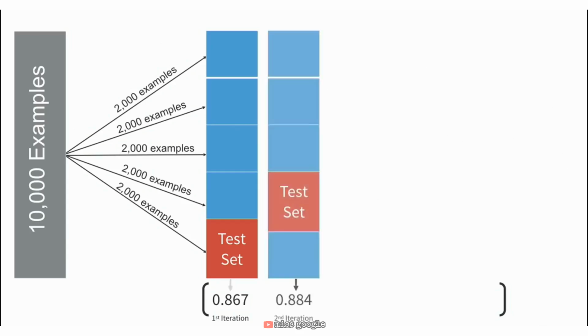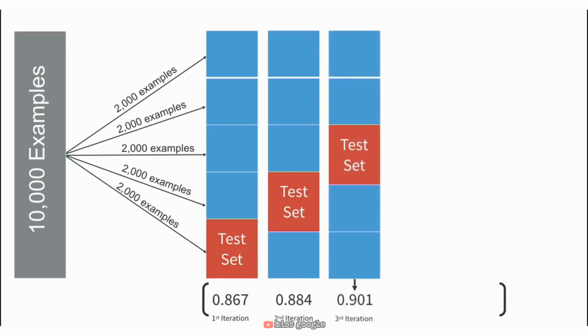Okay, then next we'll move on to the second iteration, where now the 4th subset is the test set, and 1 through 3 along with the 5th subset represent the training set. Now we'll refit a brand new model on these 8,000 training examples and evaluate it on the 2,000 test examples. Then we'll store the performance metric. Here we're saying that's 0.884. So again, this model was able to generalize and make a correct prediction on 88.4% of the examples that it did not see during training.